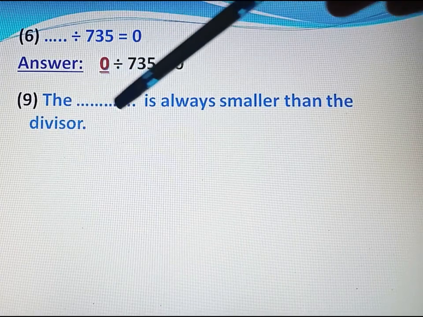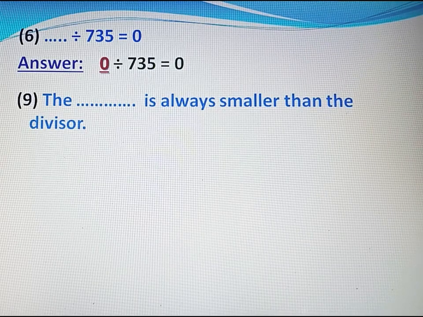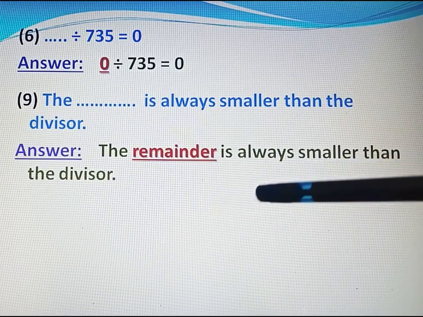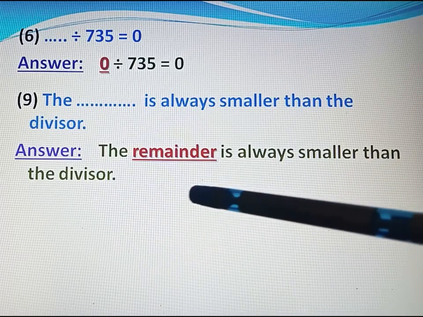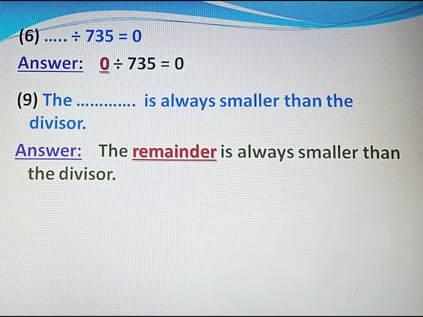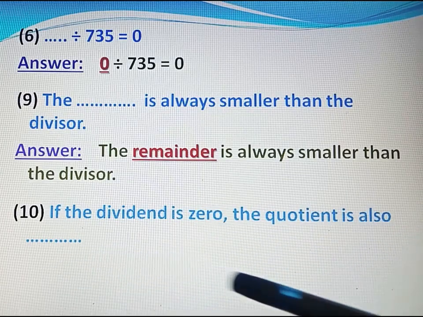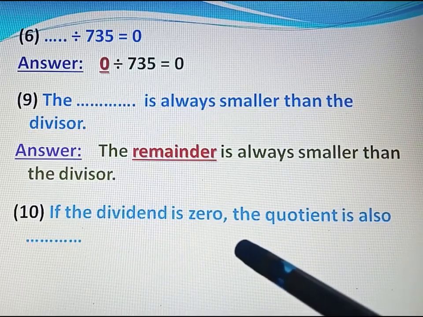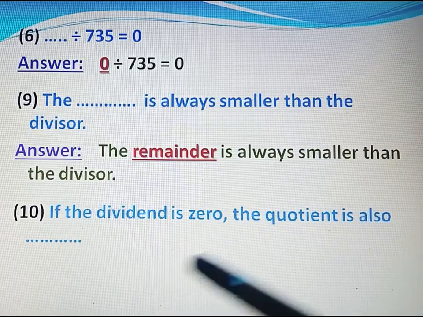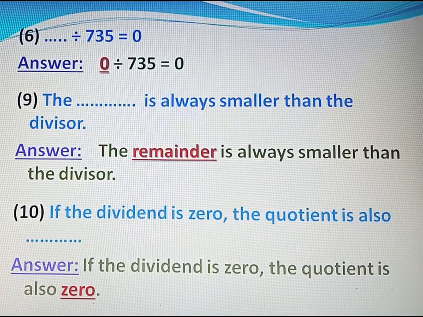Ninth part, the dash is always smaller than the divisor. Answer, the remainder is always smaller than the divisor. This point we have learned in lecture number 2. 10th part, if the dividend is 0, the quotient is also dash. See, if our dividend is 0, then what will the quotient be? The quotient will also be 0. Answer, if the dividend is 0, the quotient is also 0. These were the solutions of lecture number 2.